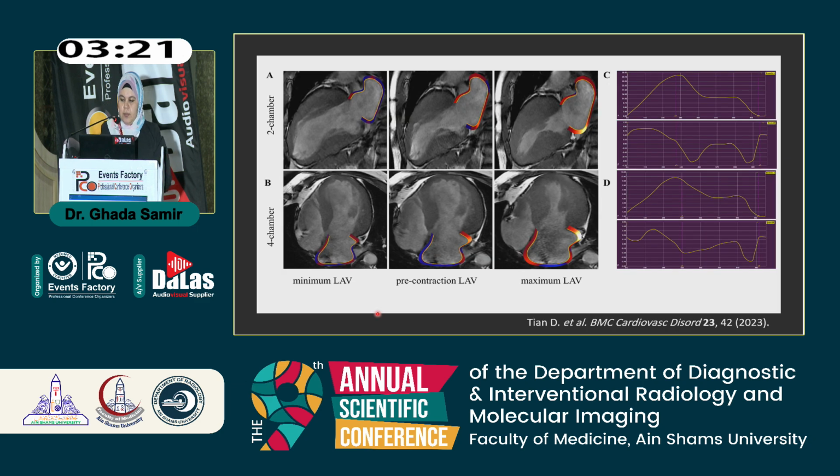AF is the most common arrhythmia in patients with HCM, and increased left atrial volumes and also impairment or decrease of the left atrial strain and ejection fraction, which can also be measured by MRI, have been proven as strong predictors and determinants for AF.